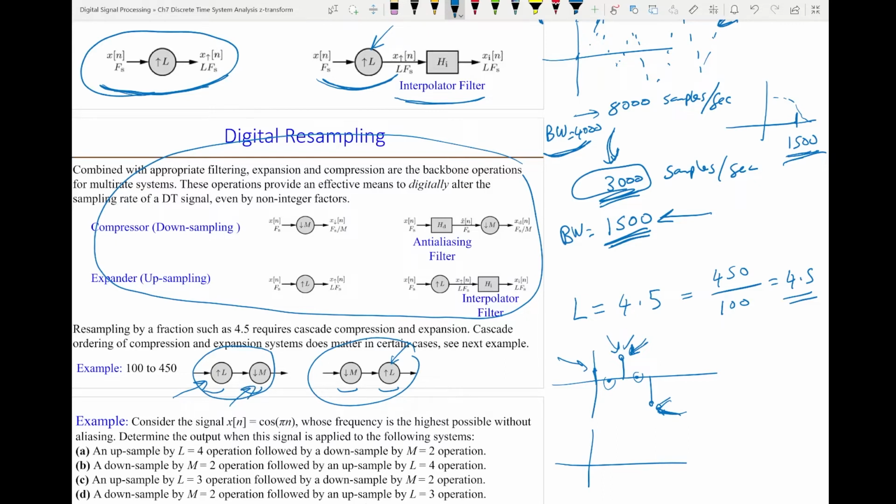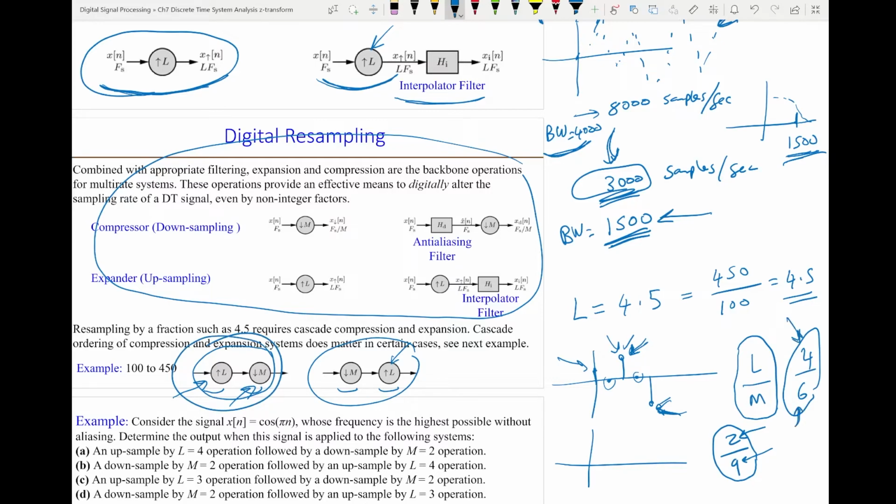Now, if L over M is coprime, then it will not make a difference to do first upsampling then downsampling or downsampling then upsampling. Like, for example, 2 and 9. This is coprime. You cannot find an integer that is divisible by 2 and by 9 other than 1. But 4 and 6 will make a difference. If you upsample by 4, then downsample by 6, then do this one first. Because 4 is divisible by 2 and 6 is divisible by 2.